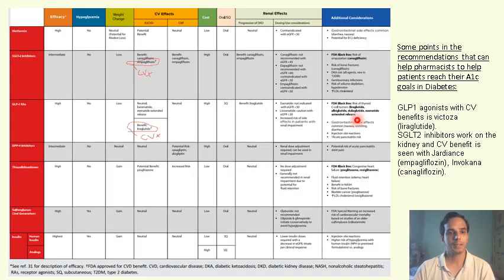These are the different classes that are available, and like I said, the SGLT2 inhibitors have good CV benefits. Would be Jardiance, empagliflozin, or Invokana, canagliflozin, but it does have an amputation risk here. And for GLP-1 agonists, liraglutide or Victoza.